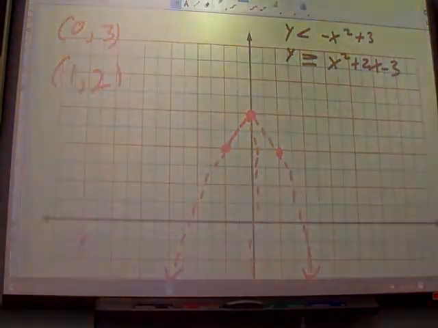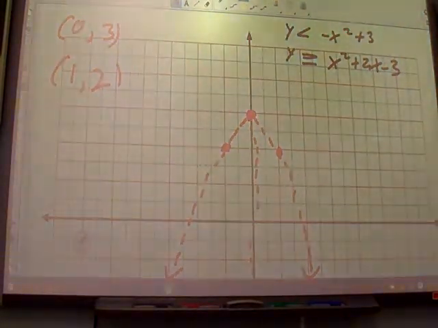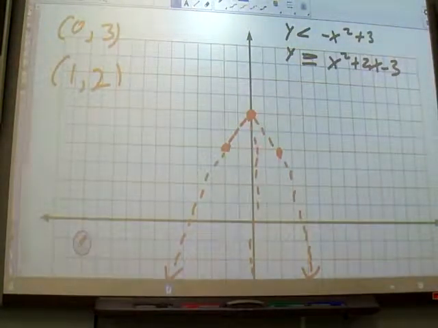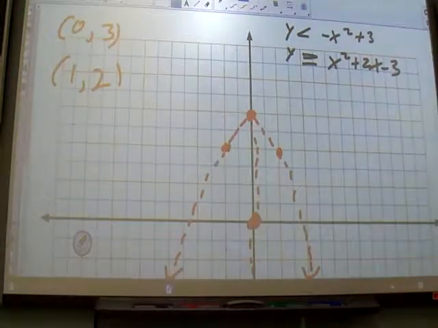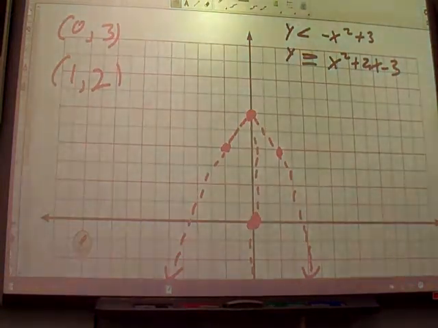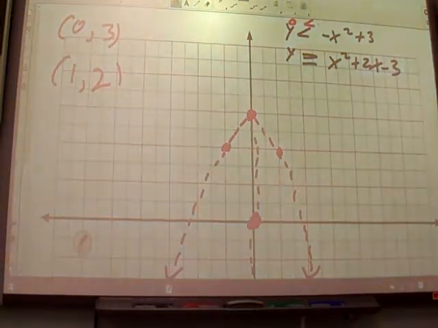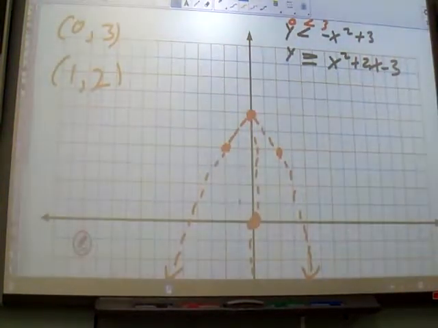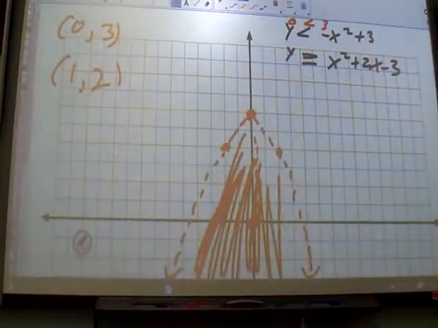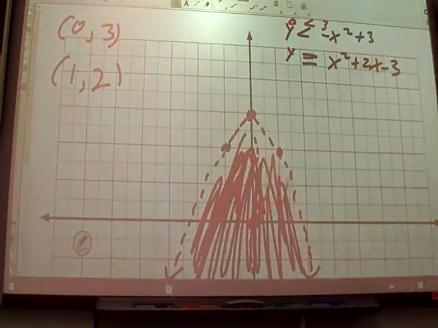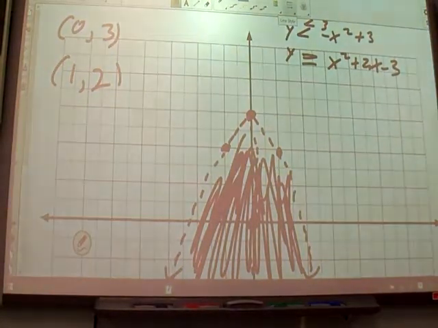Alright, so to figure out where to shade, what I gave you guidance to do was to pick a point inside the parabola and plug that in to test it. So my all-time favorite point just so happens to be inside this parabola. So I'm going to test 0, 0. So 0 is less than 0 squared, which is 0, plus 3. So I've got 0 is less than 3. True. That's true, so that point gets colored. So I color inside that parabola.